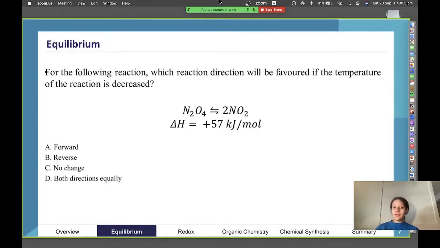Okay. So the next question: for the following reaction, which reaction direction will be favored if the temperature of the reaction is decreased? I also invite you to have a go at these questions. If you're watching the recording back, you can pause the recording. I'll give you maybe a minute or so to think about the question, and then we'll go through it together. Think about the key parts of what the question is actually asking, and see if you can use a little bit of process of elimination to figure out the correct answer option.